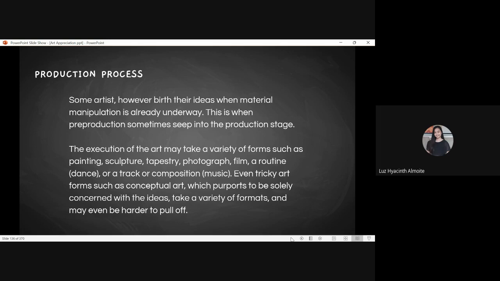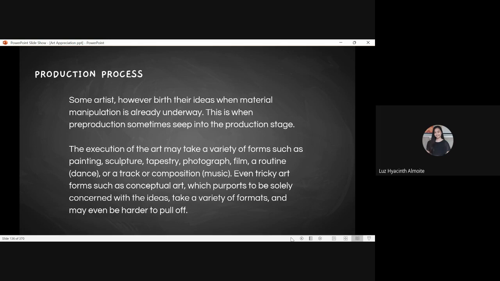For example, yung mga paintings, sculpture, tapestry, photograph, film, or routine, yung mga dances, yung mga sings, live performance art, and a track or composition, yung mga music. Even tricky art forms such as conceptual art, which purports to be solely concerned with the ideas, take a variety of formats and may even be harder to pull off.